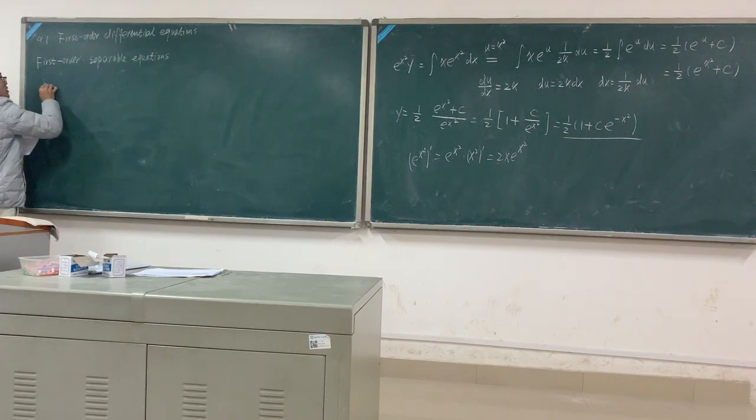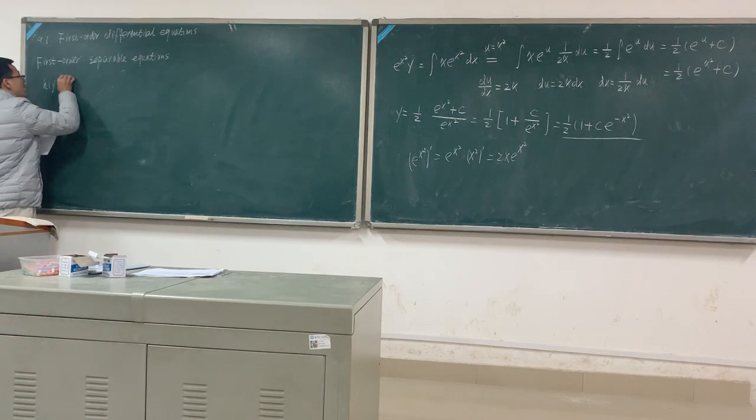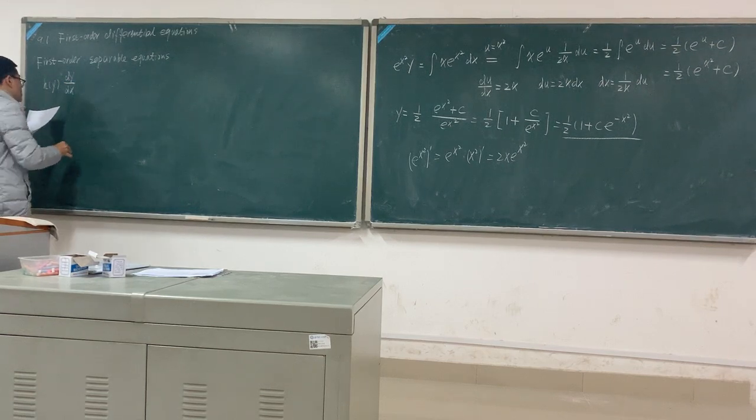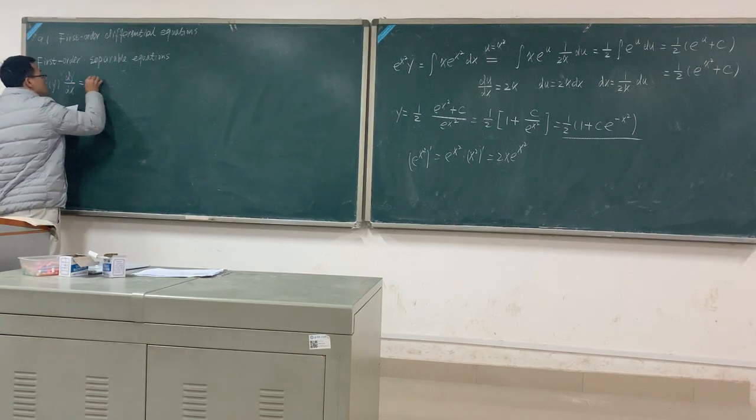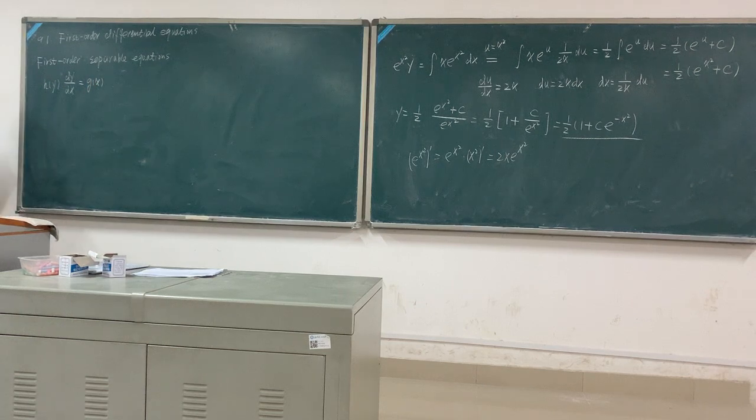Here, h is a function of y. h(y) times dy/dx equal to g(x). So it's in this form: h(y) dy/dx = g(x). This is the first order separable equation.